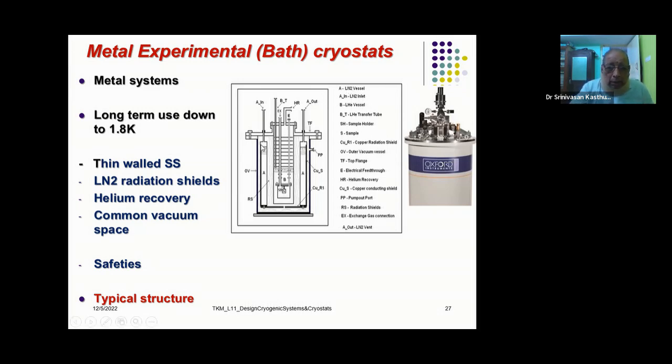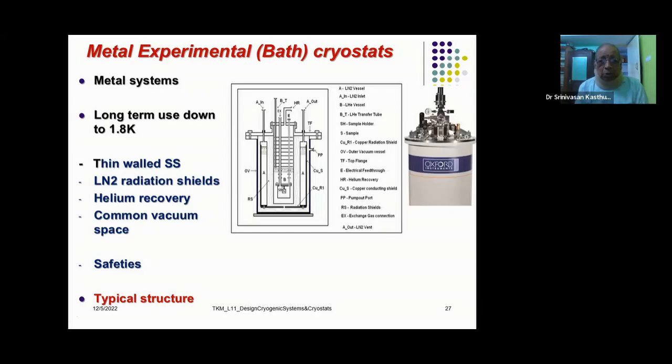Now, the vacuum space is common for both the inner vessel as well as the outer vessel, the liquid nitrogen shielding. So the interspace is evacuated. For example, the evacuation port is shown here. In the inner vessel, liquid helium can be filled in. When you fill in liquid helium, it is subjected to radiation from the top, although the sides are all protected because the side radiation comes only at 77 K.